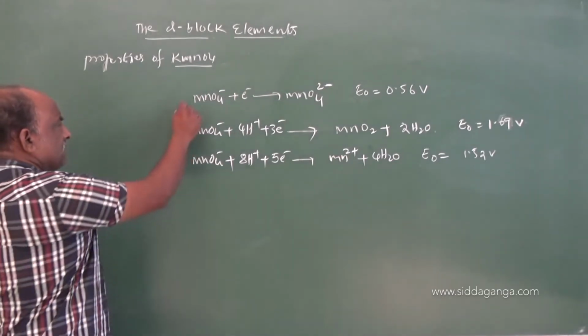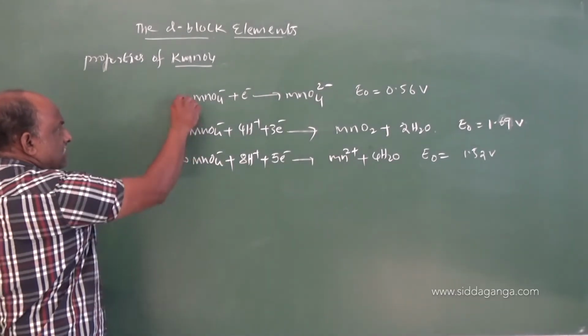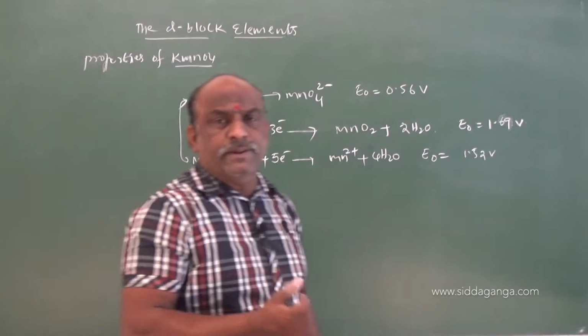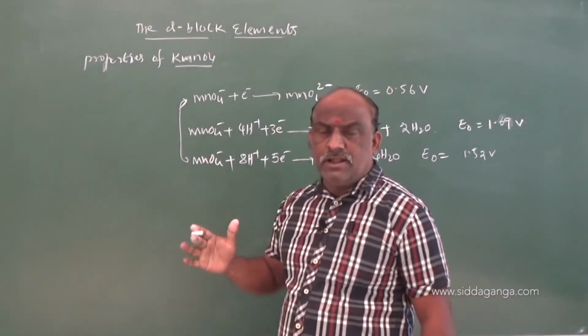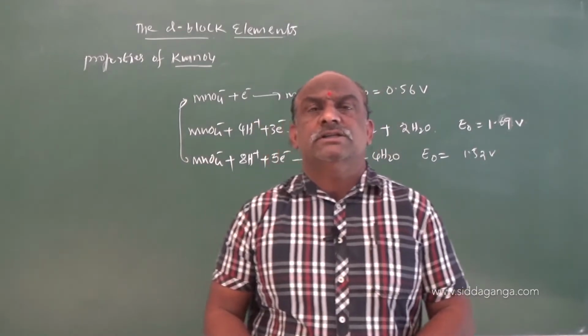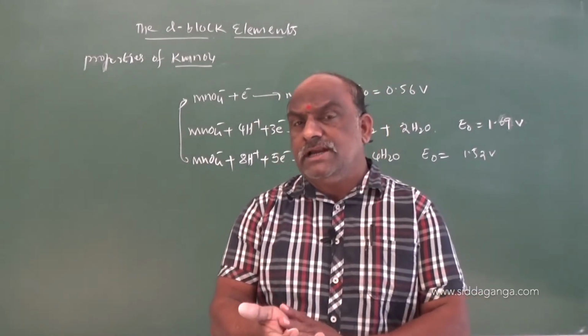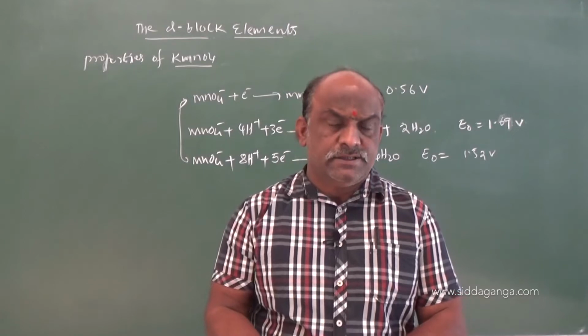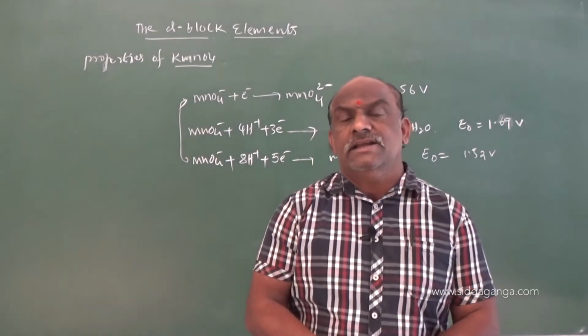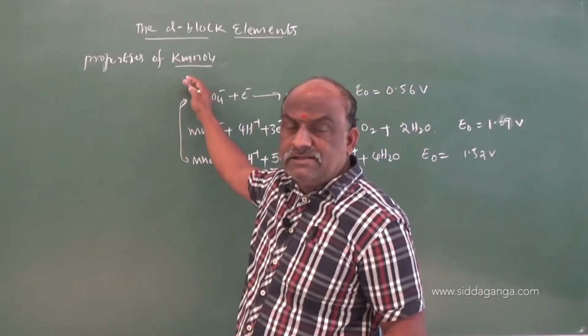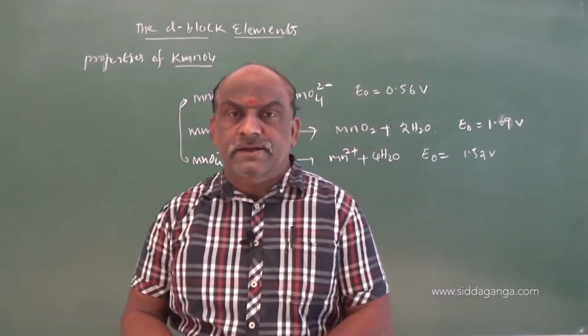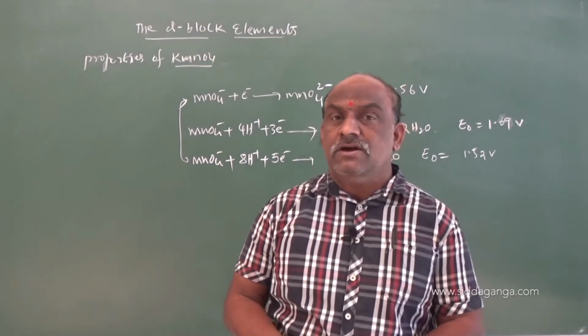So why is it necessary to discuss these things? What is the importance of discussing this? We already know that positive electrode potentials act as oxidizing agents, and negative electrode potentials act as reducing agents. In this case, potassium permanganate acts as a strong oxidizing agent.